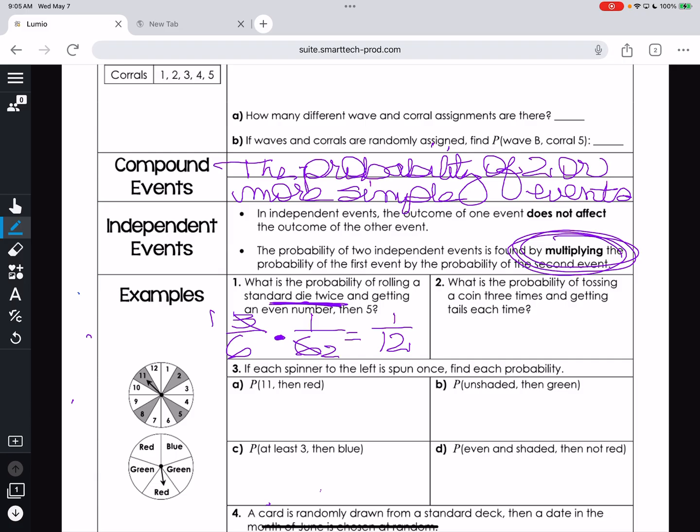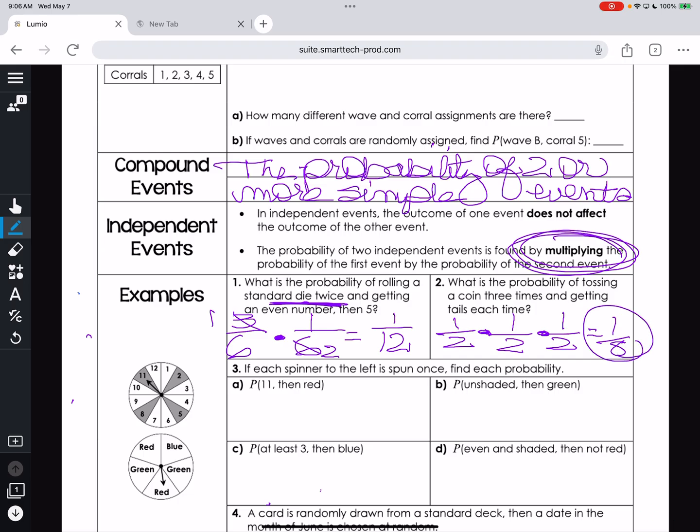The probability of two or more simple events occurring, which is what we've just been doing. Yes. And then we multiply to figure out the two separate events. All right, so we toss a coin 3 times. What's the denominator? And then what's the numerator? And we have that over and over. So what is our final answer? 1/8. 1/2 times 1/2 times 1/2 is 1/8.